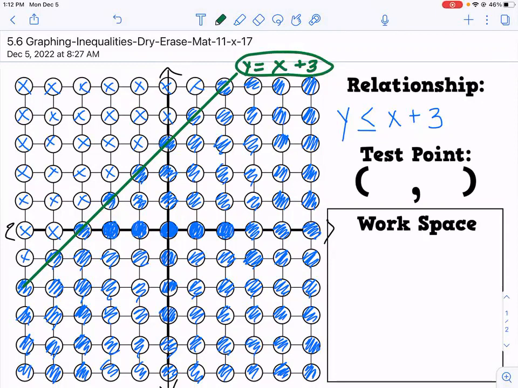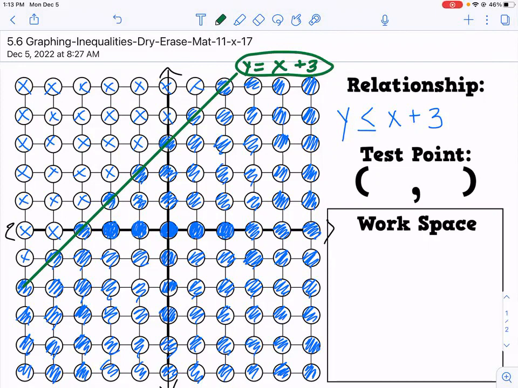So this was our relationship right here: y is less than or equal to x plus 3. We figured out that the line y equals x plus 3 divided the points that work and the points that don't work. Okay? Now, what if I asked you to test this point, like 1.5, 3.5? Would it work? Yes. All of these points work and all of these points don't work.